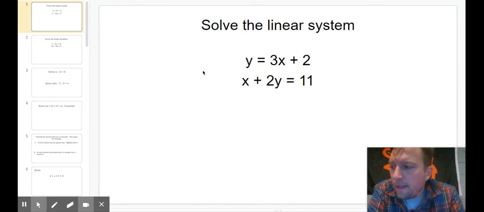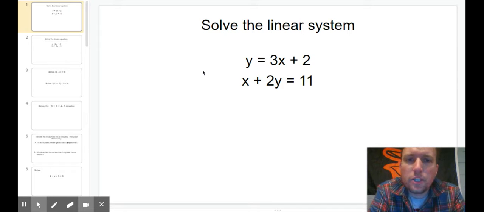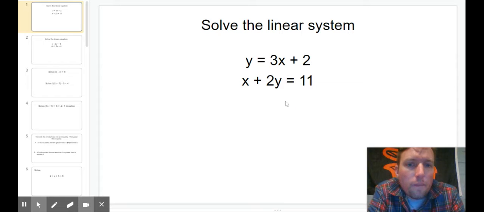The very first method that I would like to introduce you to is called the substitution method. What the substitution method is all about is using the value from one of these equations and substituting it in the second equation. So looking at this, I have y equals 3x plus 2, and then I have x plus 2y equals 11. My very first thing is to solve for y. Looking at my first equation, it's already solved for y. Y equals 3x plus 2. So the work has been done for us.